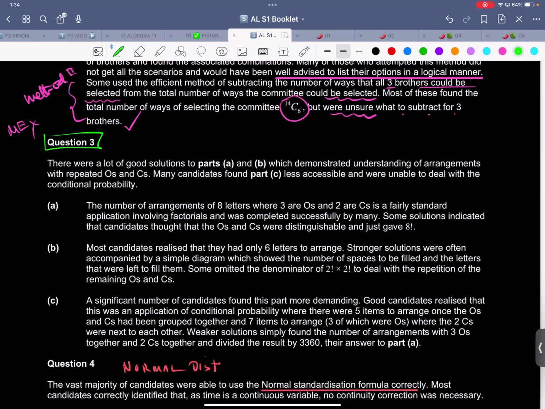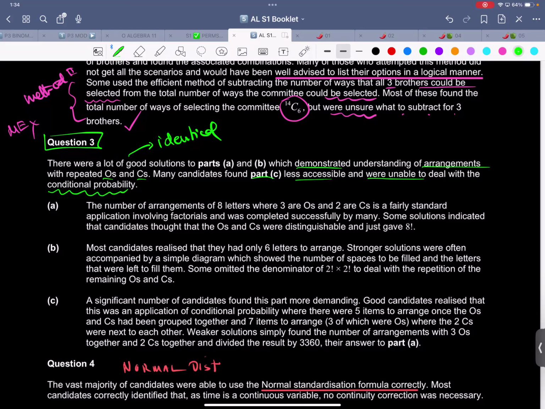This question number 3. There were a lot of good solutions to part A and B, which demonstrated the understanding of arrangements with repeated O's and C's. That means they are talking about identical objects. Many candidates found part C least accessible and were unable to deal with the conditional probability.